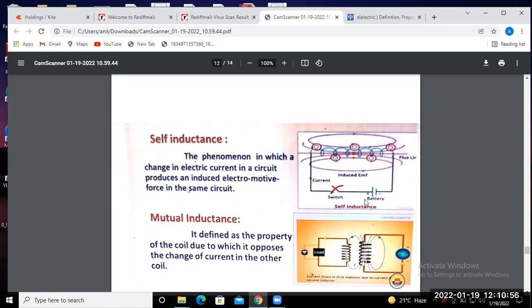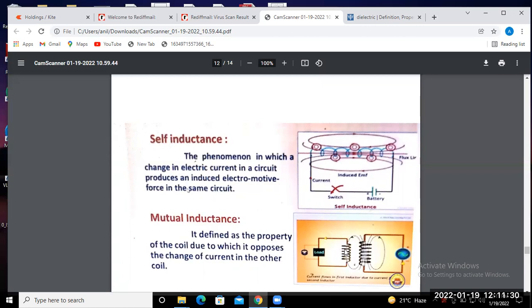And suppose the electric current changes in this coil and EMF is induced in another coil. This is known as mutual inductance. So EMF induced in this coil, that means another coil, is due to the mutual inductance. And if the current changes in this coil and EMF is induced in the self coil, that is known as self-inductance.